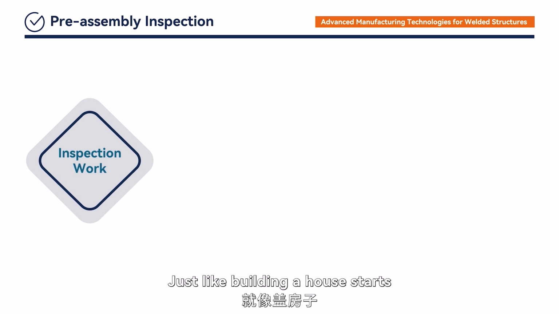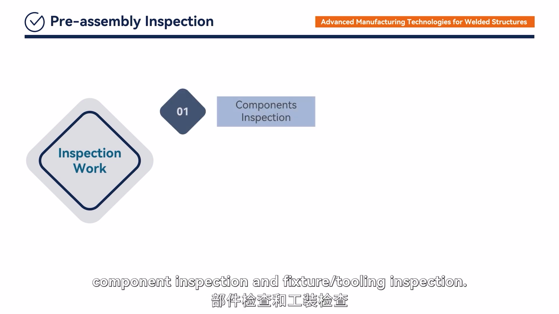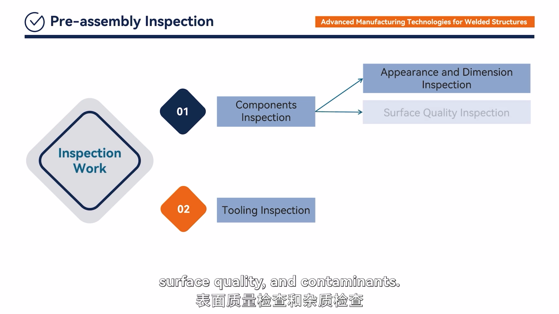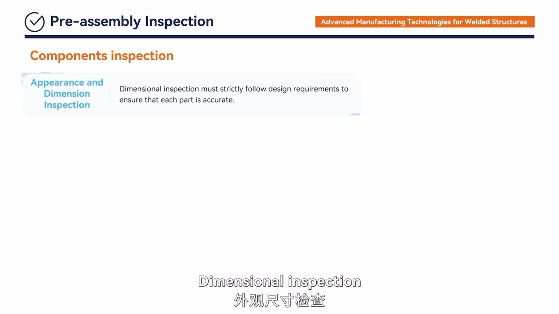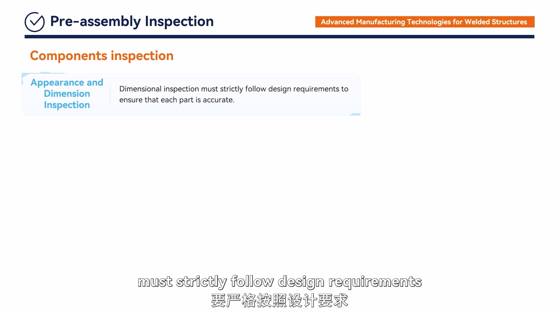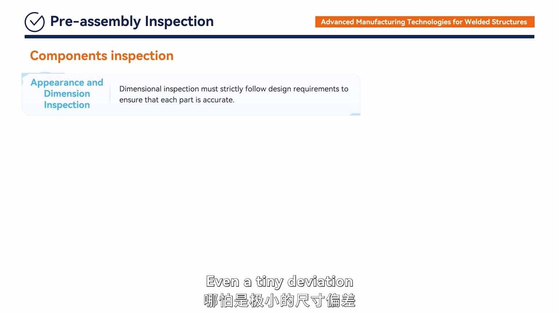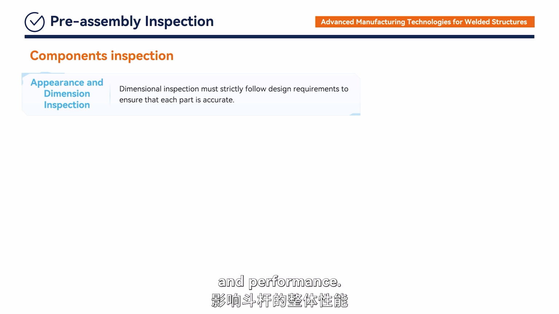Just like building a house starts with laying a solid foundation, only when the base is stable can the structure stand firm. Inspection focuses on two aspects: component inspection and fixture or tooling inspection. Component inspection includes checking appearance dimensions, surface quality, and contaminants. Dimensional inspection must strictly follow design requirements to ensure that each part is accurate. Even a tiny deviation can cause major problems during assembly, leading to poor fits and performance.